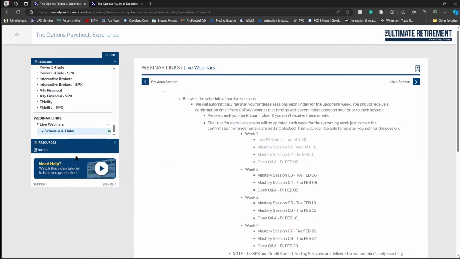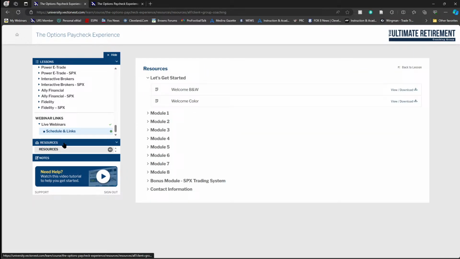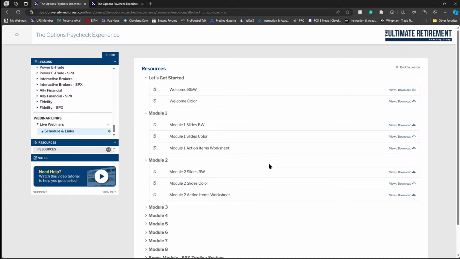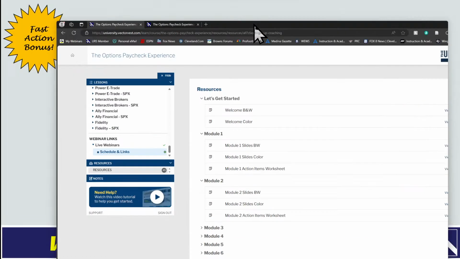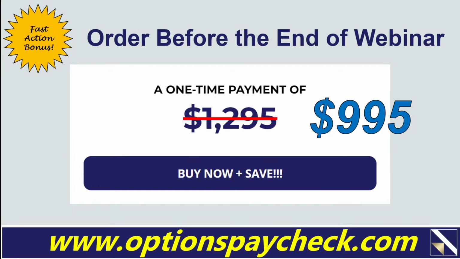And then last but not least, under resources, this is where you can download all of the materials. As we go through each lesson, we have slides that are available. Print those out, take notes on them as we're going through them, whatever you need to do. You can print all that stuff out right from there. So that's a quick tour of our university site.